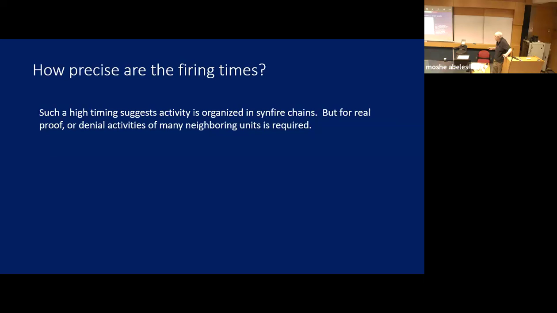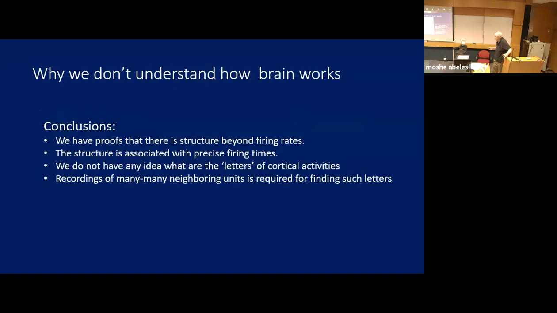We can also argue that such accuracy suggests that activity is organized in synfire chains, but that does not prove it. For real proof, we need to record simultaneously many neurons from one patch, and this many is at least 200. We don't have this ability today, but we are not far from it.